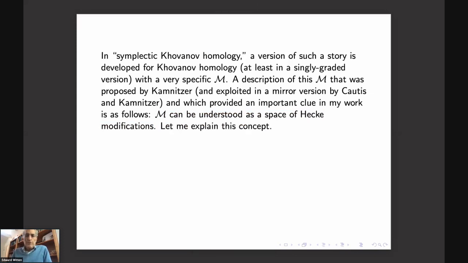Again, some of you probably are quite familiar with Hecke modifications and may know much more than I do, but I presume not all. So I'm going to spend some time explaining what's meant by the phrase a space of Hecke modifications, and also, very importantly, what it has to do with PDEs.